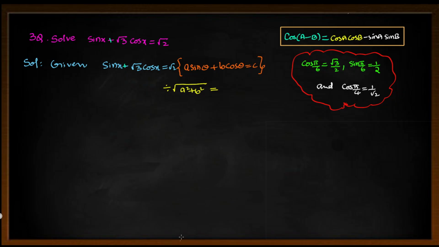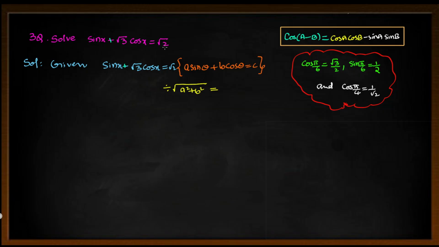Now question number 3 is: solve the equation sin x plus root 3 cos x equals root 2. First, write down the given equation: sin x plus root 3 cos x equals root 2. Again, this equation is in the form a sin x plus b cos x equals c. So the procedure is dividing the whole equation by root over a square plus b square.